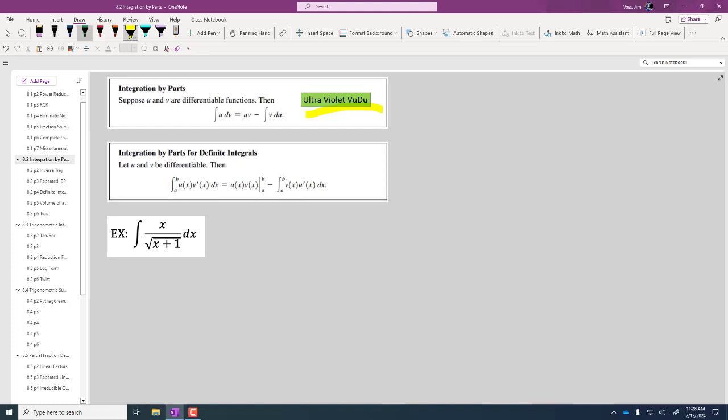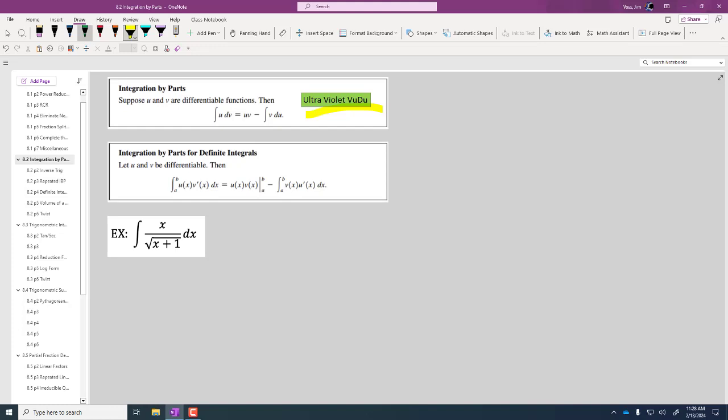So that's where this acronym or word thing comes from, ultraviolet voodoo. So the right-hand side, UV minus integral of VDU. VDU is the voodoo, UV is the ultraviolet. Makes it pretty easy to remember that. Most students don't have trouble remembering that with that little word trick.